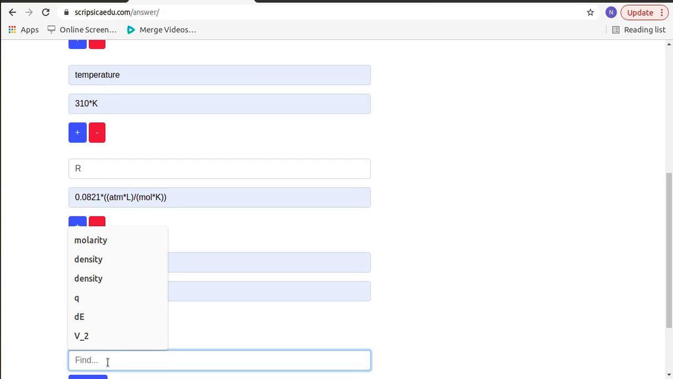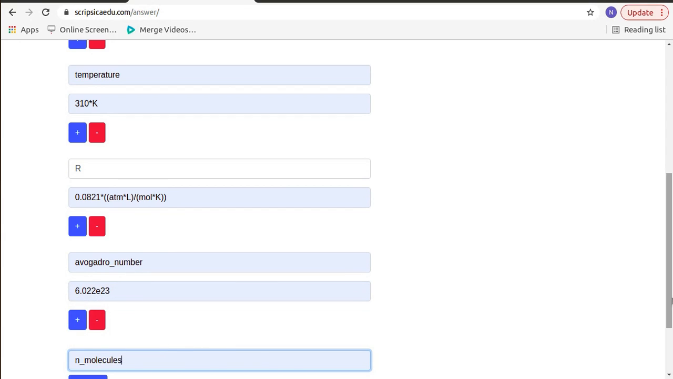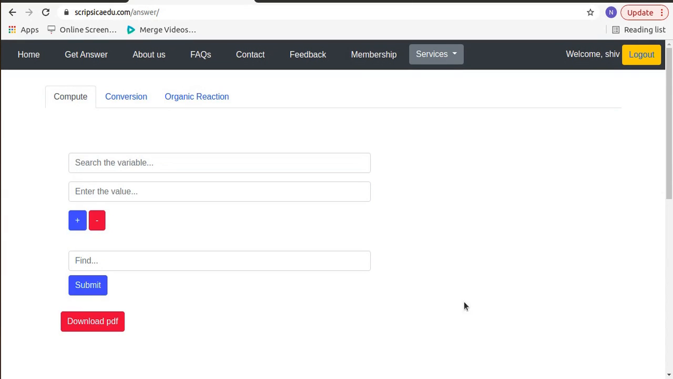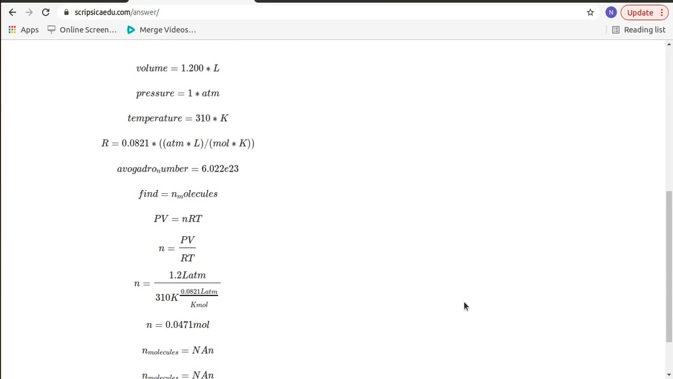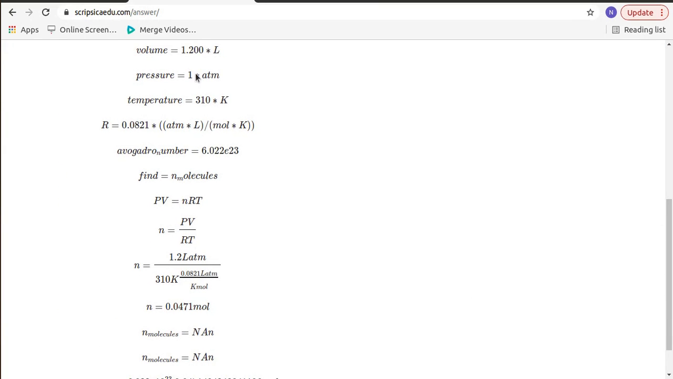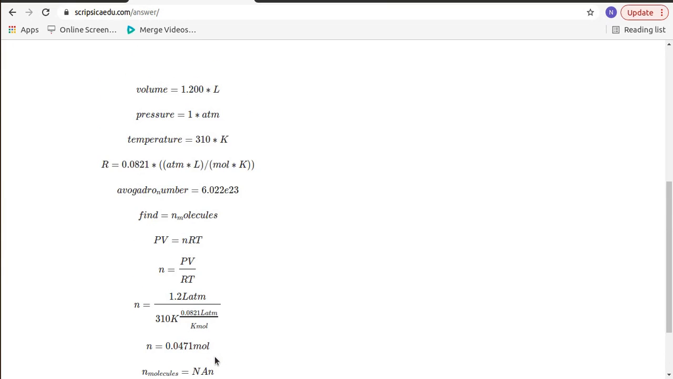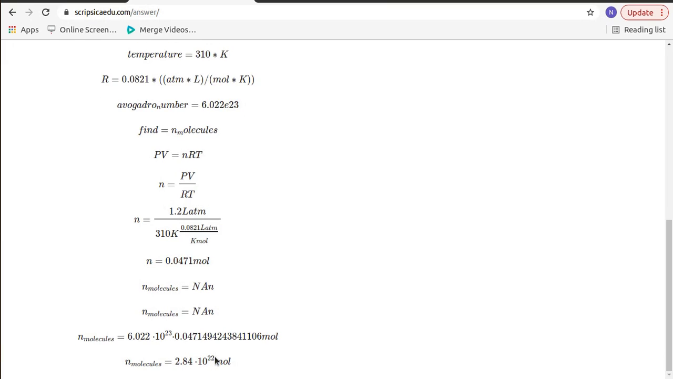Now we have to find out molecules. Click on the submit button. See, we got the step-by-step answer. First, we got number of moles and then total number of molecules. In this way, our software solves chemistry numericals in a single input only.